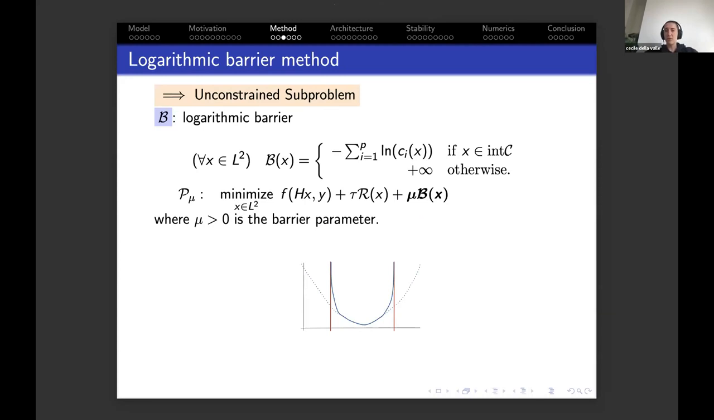I define the logarithmic barrier of my constraint, and instead of minimizing over a subset, I minimize on the whole space, and I add this term, this function. You see that it transforms my function to minimize and constrains it to be plus infinity outside of my feasible set.